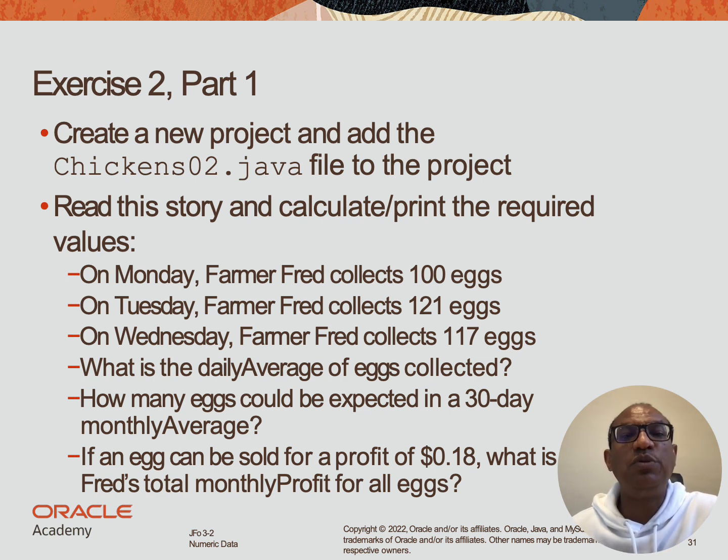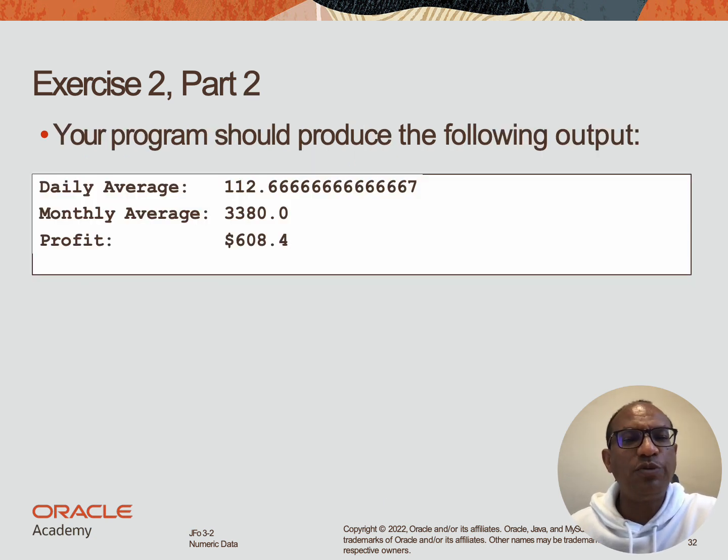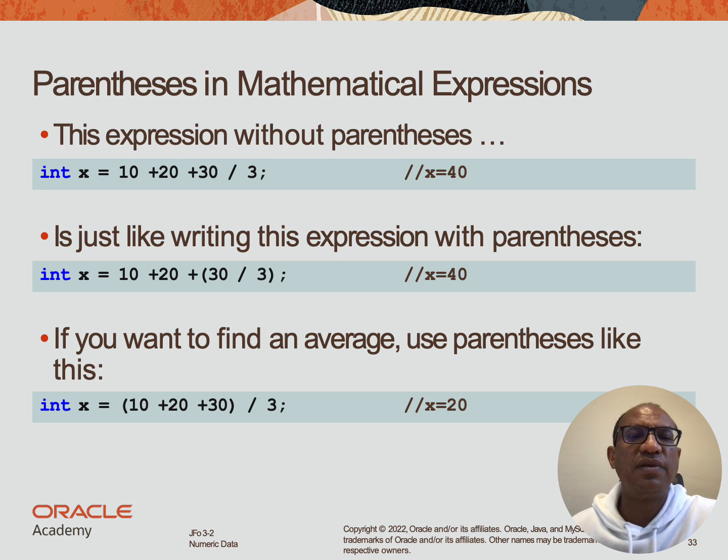In exercise 2, you'll practice calculating averages and profits using floating point math and proper precision. The output should show accurate decimal values for daily average, monthly totals, and calculated profit. Parentheses can completely change the result of a math expression. Use them to control the order in which operations are performed. In exercise 2, make sure you use parentheses appropriately.